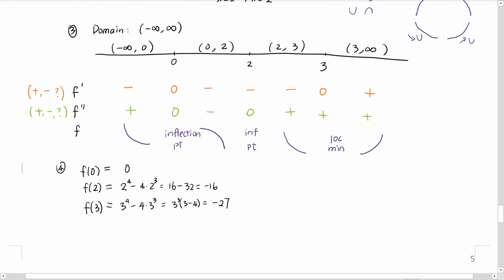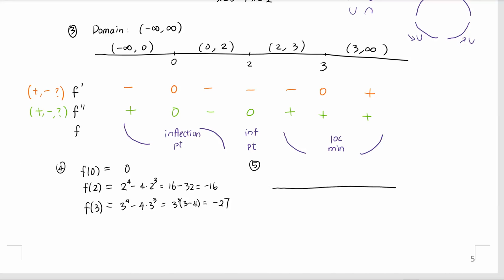And then, step 5, we're ready to draw the graph. Okay, so let's see. We have the x-axis. And we have the y-axis, okay? And then why do I have this shape? Because I know a lot of important points are positive.